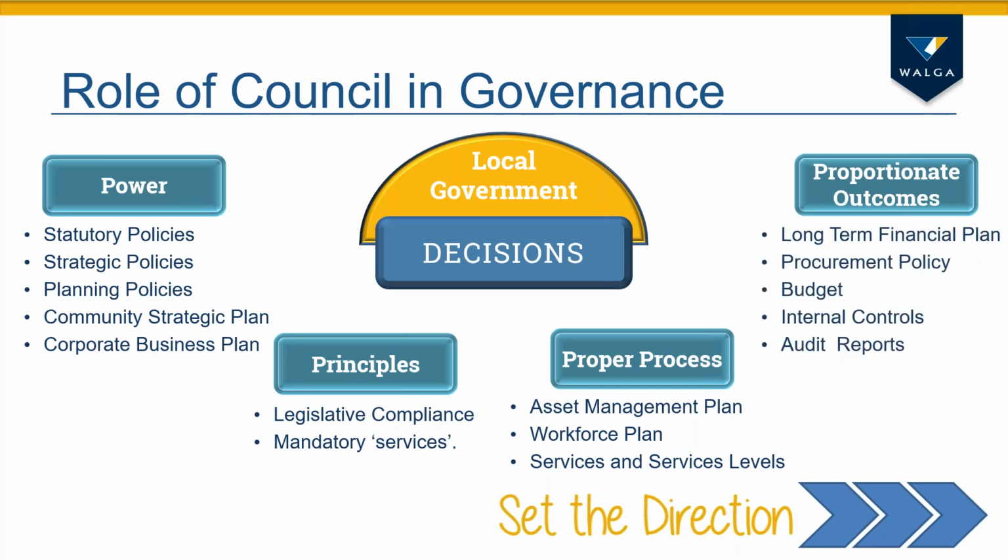Proportionate outcomes, we have the long-term financial plan, the procurement policy, budget, internal controls, and audit reports.